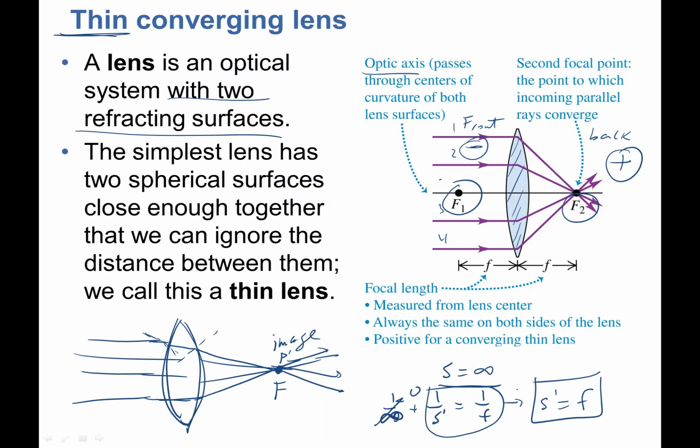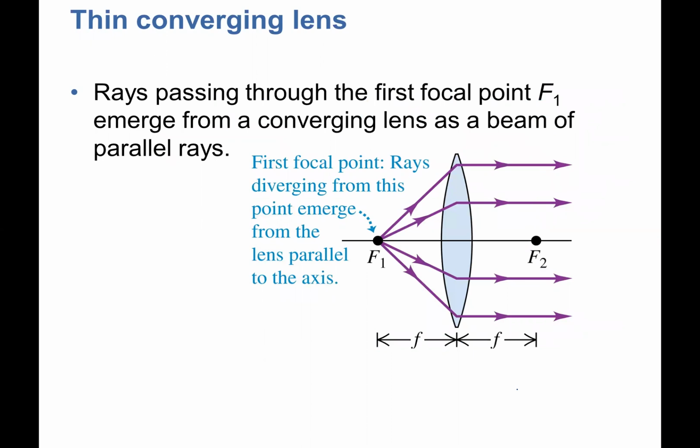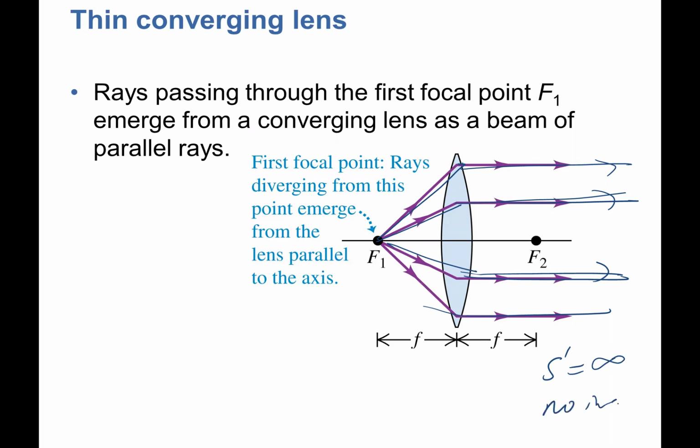In the same way, if you put the point object at the focal point of the lens, at F1, then the light diverges from here, but when it refracts, it goes parallel to the axis. The second one refracts parallel to the axis. The third one, parallel to the axis. Those are all parallel to the axis, so they will never converge. What does it mean? It means the image will be formed at infinity, or we can say that there is no image. So there is no image in this particular case.